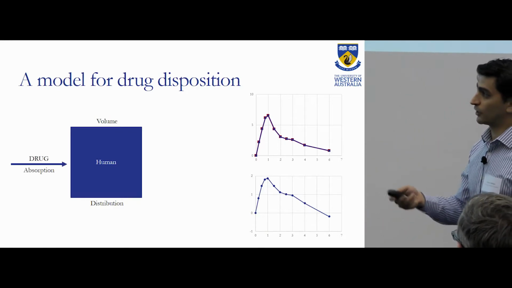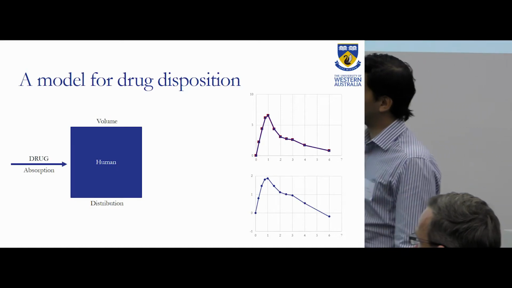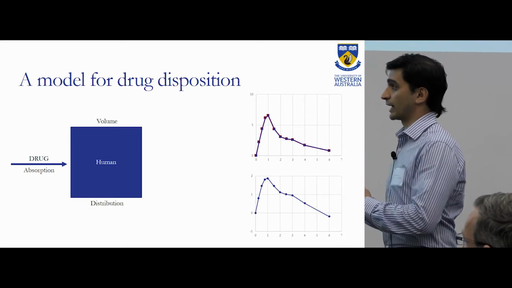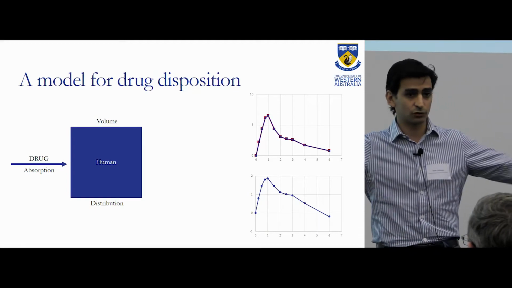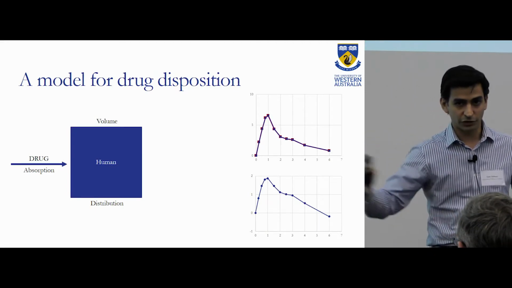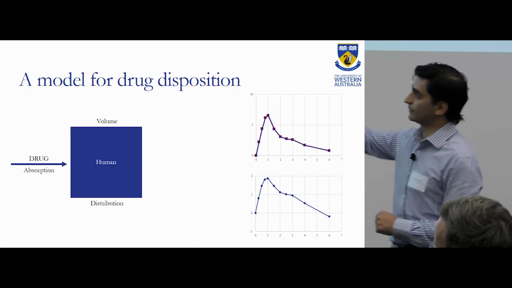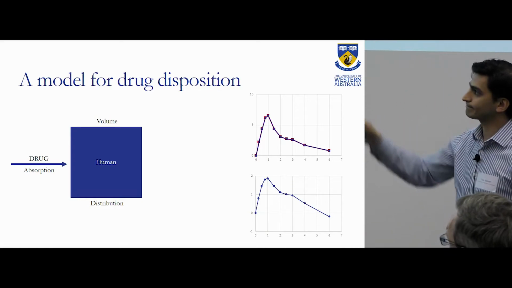We then have to put the drug in, and that's my best effort of drawing a drug. And it goes in with an absorption rate into the box, and it gets diluted out to whatever volume it is. So the bigger the box, the lower the concentration, the smaller the box, the higher the concentration. And in oral drugs and IV drugs, that relates to the peak.